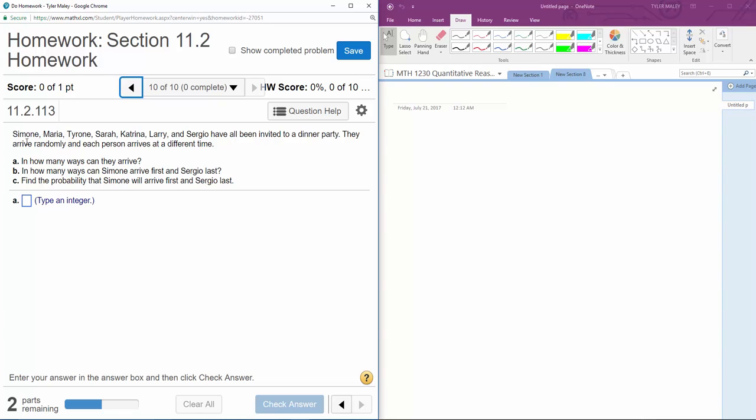So we have Simon, Maria, Tyrone, Sarah, Katrina, Larry, and Sergio, who have all been invited to a dinner party. They arrive randomly, and each person arrives at a different time. So I have 1, 2, 3, 4, 5, 6, 7 people. Let me write that down. I have 7 people. Part A says how many different ways can they arrive.